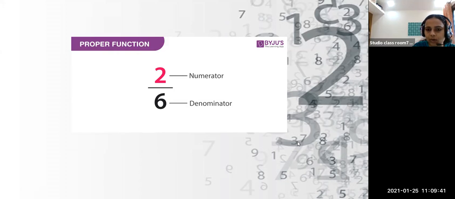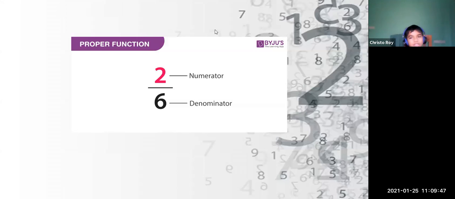So such fractions are called? Proper fractions. Understood? So fractions having numerator less than the denominator are called proper. For example, 2 by 6. Now, Al-Sabah, can you say one example for proper fraction? Yes, ma'am. 10 by 12. Very good. Here the numerator is small and the denominator is big.